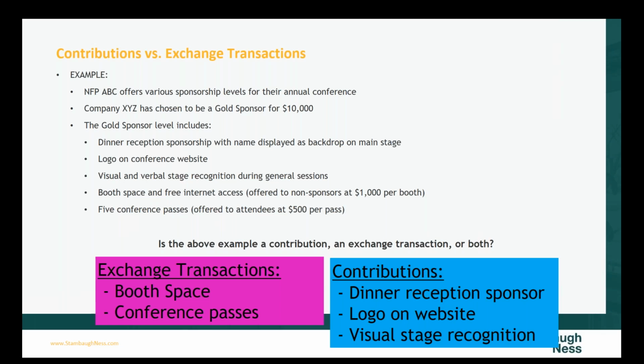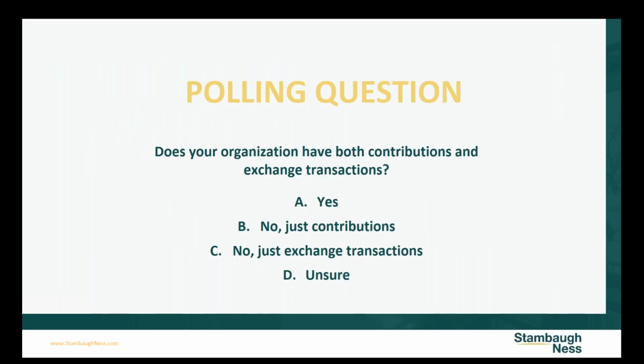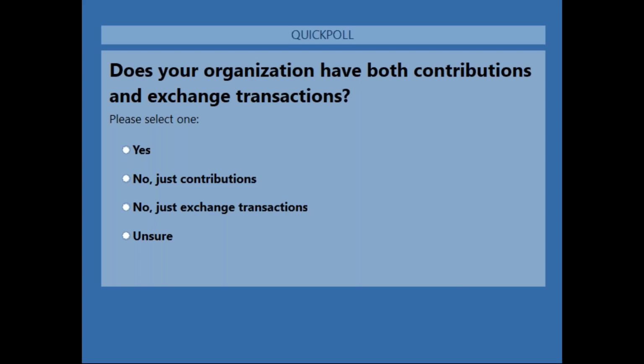So the first polling question that I'm going to ask is, does your organization have both contributions and exchange transactions? Yes, you have both, no, just one or the other, or you're unsure. And it's likely that at this point you're unsure because we're used to essentially taking that sponsorship and calling it a sponsorship and being done with it. But as you can see, we kind of have to assess it and break it apart into individual transactions.